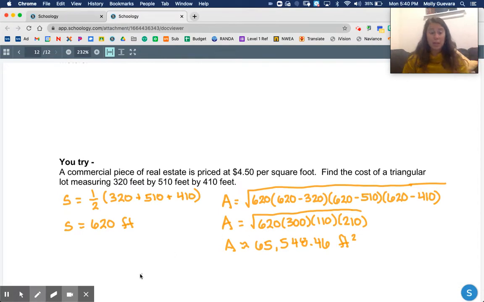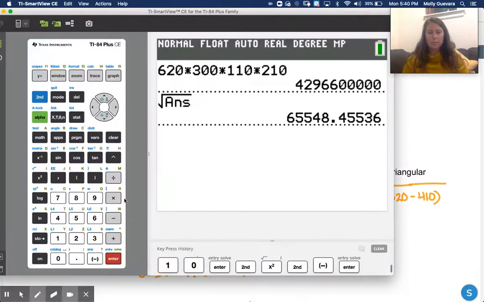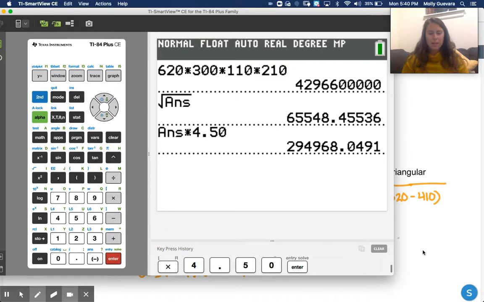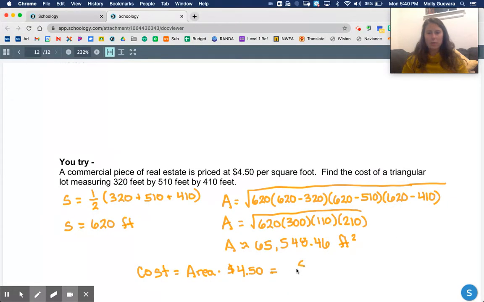Okay, but I want to know the cost, right? How much is this going to cost? So the cost is equal to the area times $4.50. So I'm just going to take my area and I'm going to multiply it by $4.50. And that is my cost. So it's going to be about $294,968.05. Holy moly, that's an expensive piece of land.